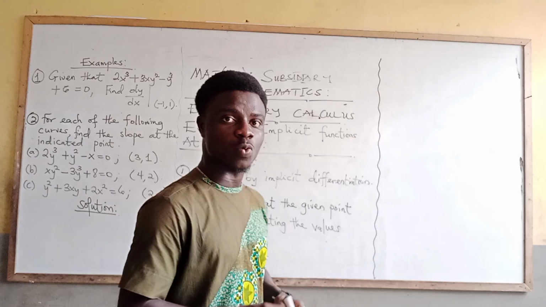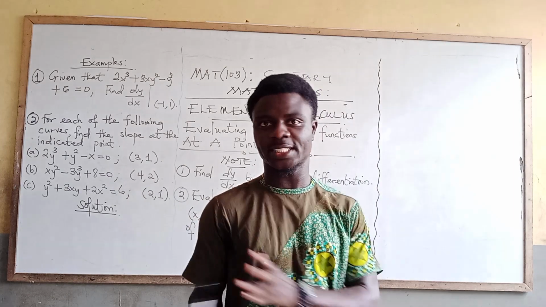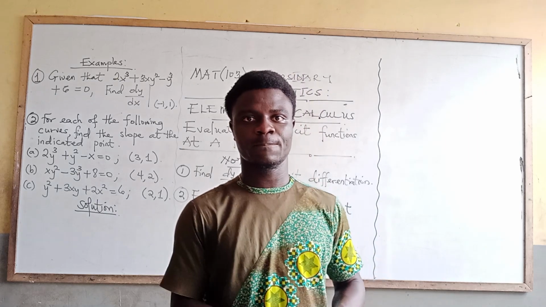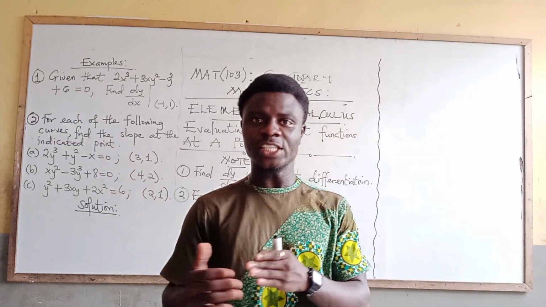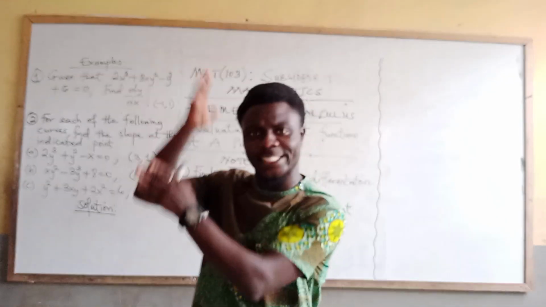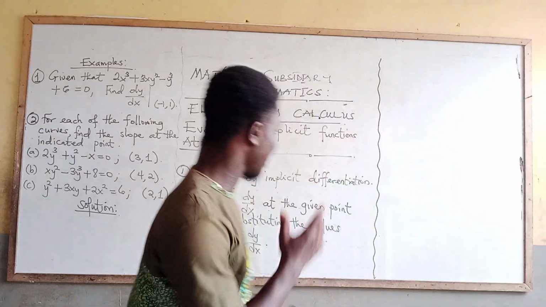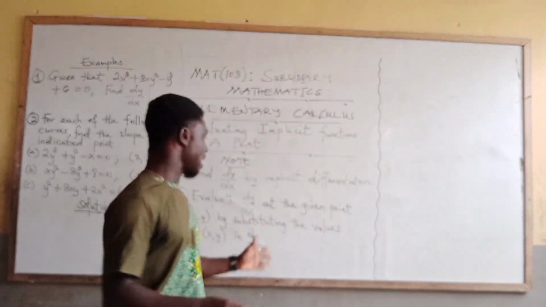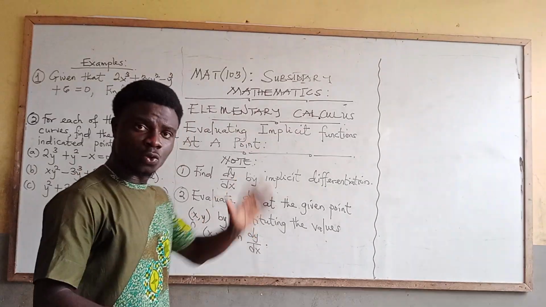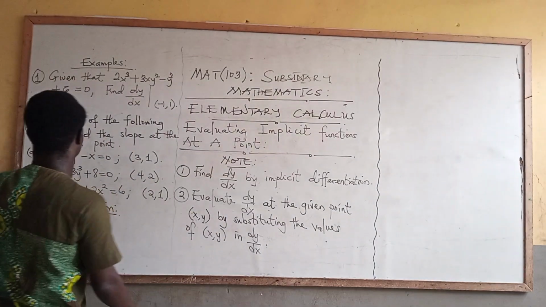So it means that when you get any y term, you have to differentiate that. You won't treat it as a constant, but you have to differentiate that with respect to x. So if I have y squared, if I differentiate y squared with respect to x, I get 2y, but then don't forget your dy/dx. So 2y times dy/dx. So we evaluate dy/dx at a given point (x, y) by substituting the values of x and y in dy/dx. So now let's start with examples.